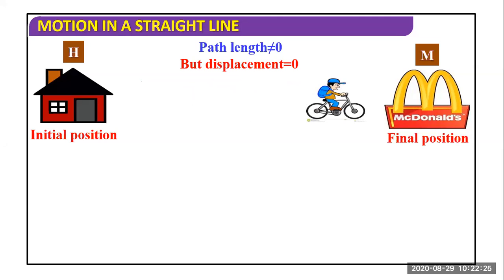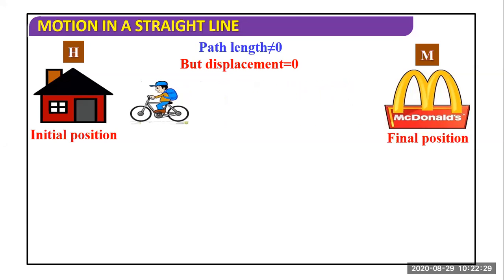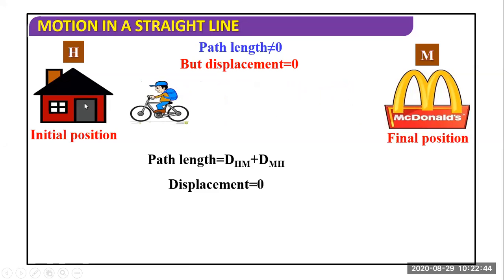Okay, another example: the person is going to McD, then returning back home. So what is the displacement? Displacement is 0, because initial and final positions are the same, but path length is not 0, because he has gone to McD and then returned. So the path length will be more. It will be the summation of these two, home to McD and McD to home, but displacement will be 0.